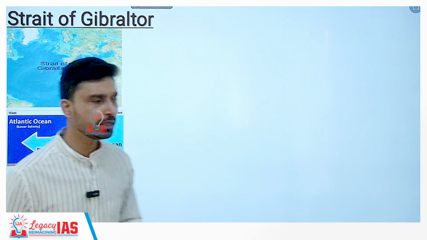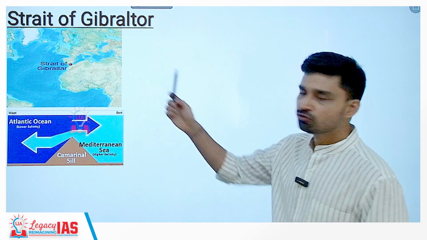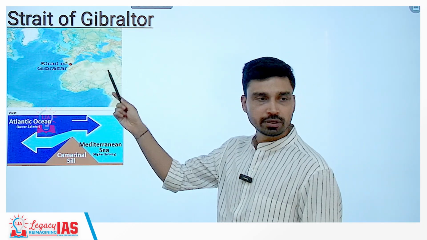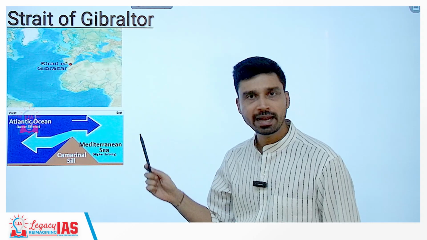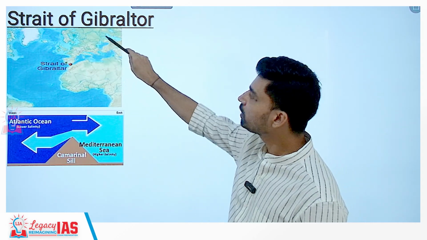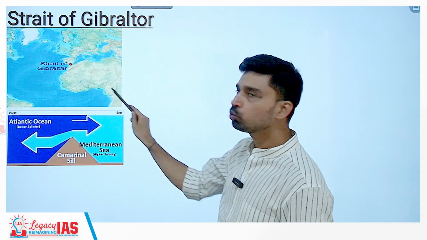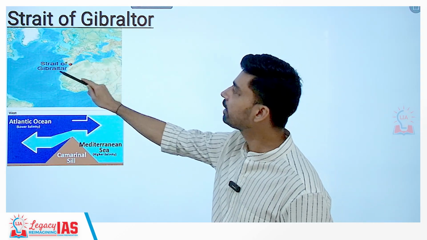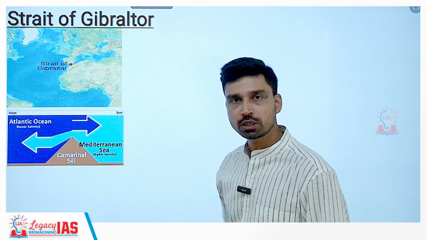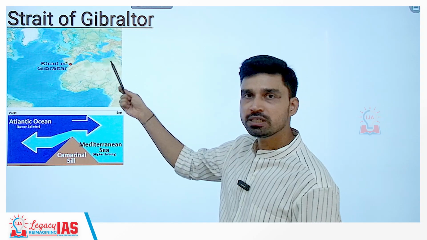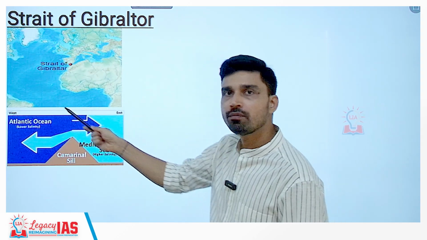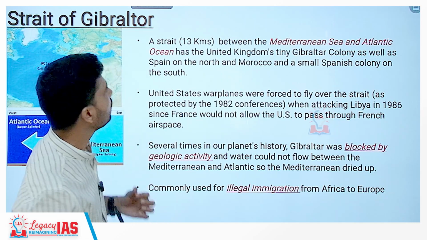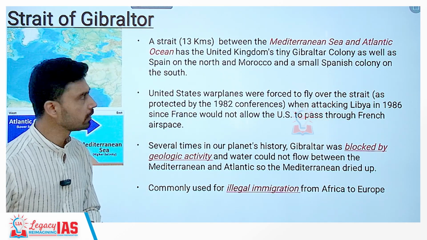So the first strait, if you look at the map here, is the Strait of Gibraltar. If you look at the location, it is situated between two continental land masses. In the north we have the European continental landmass, and in the south we have the African landmass. As you can clearly see, this narrow channel is joining two water bodies, the Mediterranean Sea in the east and the vast Atlantic Ocean in the west. So this is the geographical location of the Strait of Gibraltar.